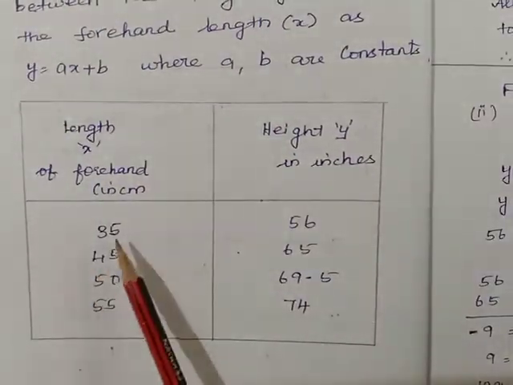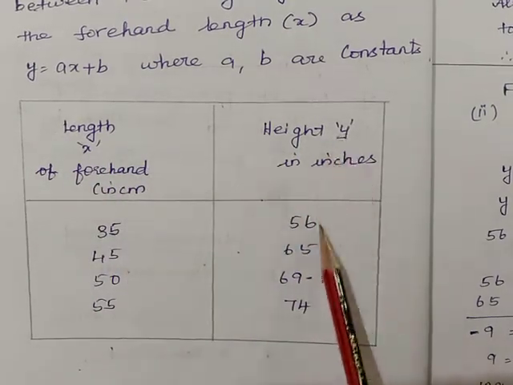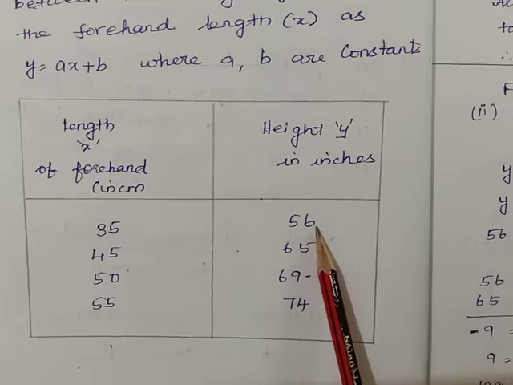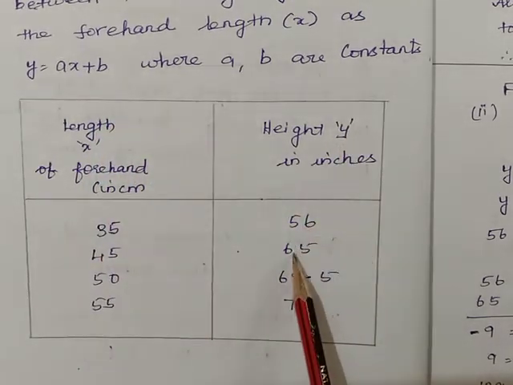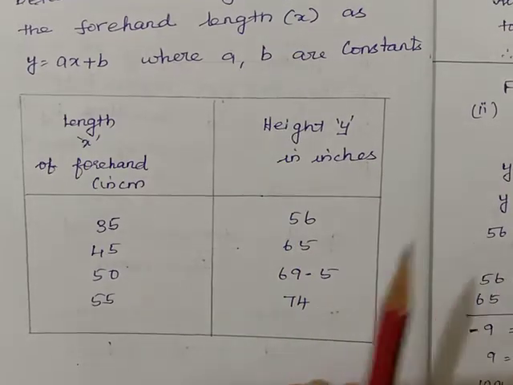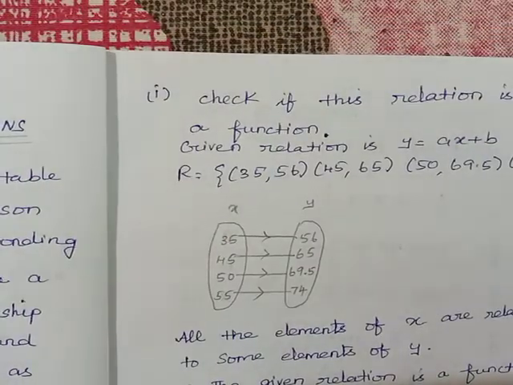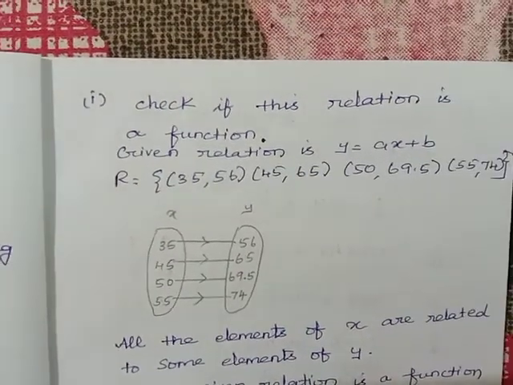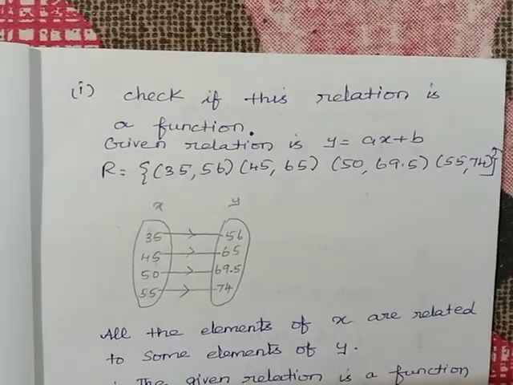And the values are given respectively. If the length of the forehand is 35, then the height of the person is 56. If the length of the forehand is 45, the height of the person is 65. Now Roman letter 1, we have to check if the relation is a function. Your first question is whether the given relation is a function.